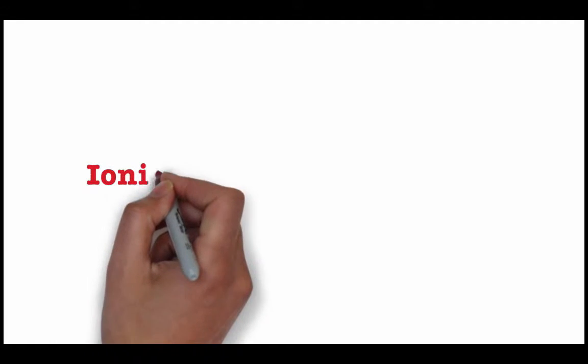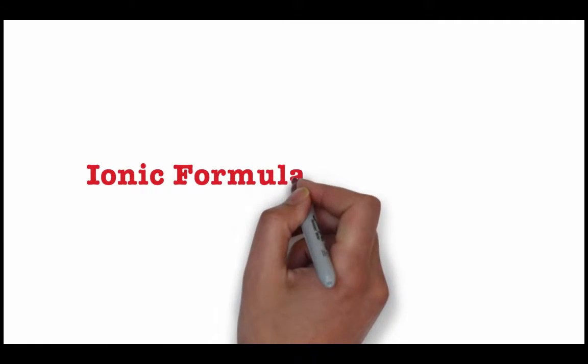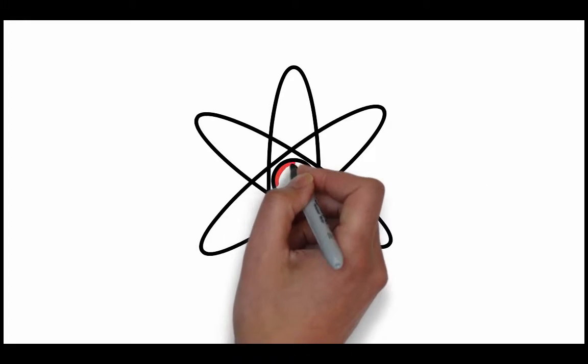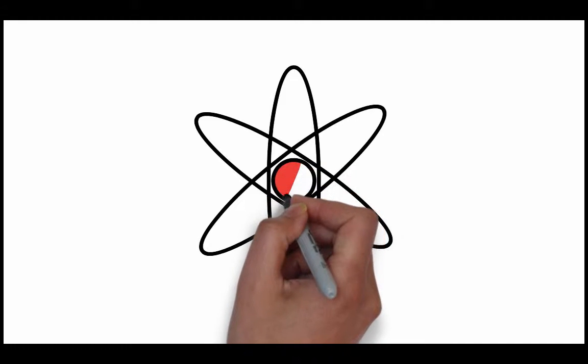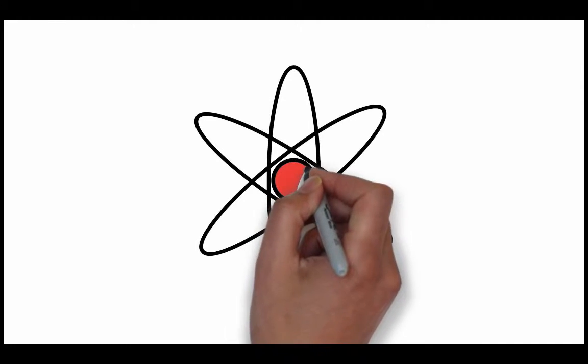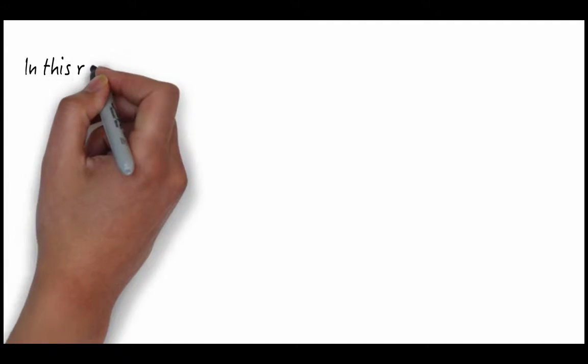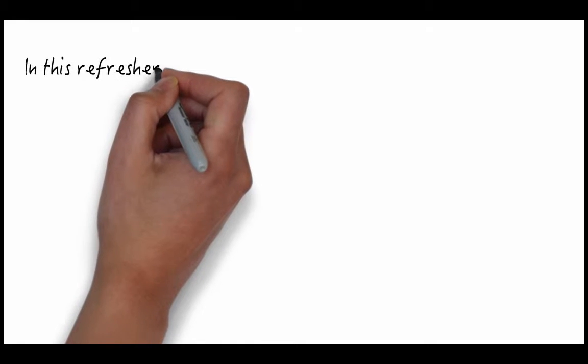Let's take a look at how to write ionic formulas in the basics. First, what I want you to think about is that we're talking about what atoms are going to do to maintain stability. And they do this sometimes by gaining or losing electrons. Remember, they want to have a full valence shell.